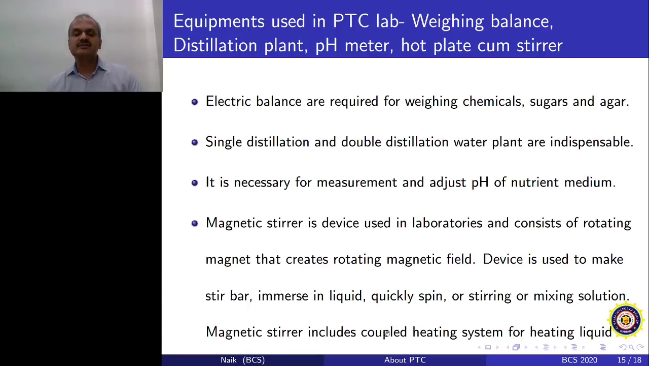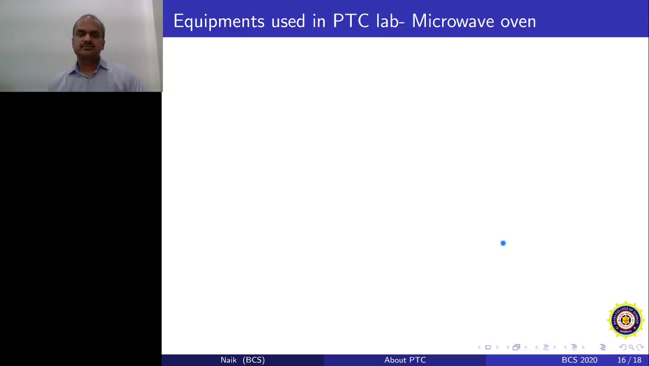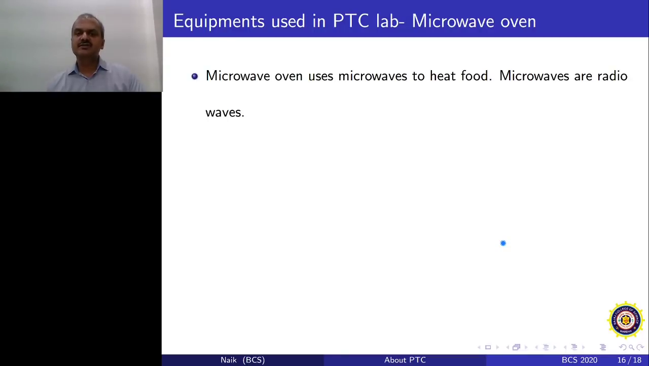They also have a heating system. If you want to heat some of the solutions a little bit, you can use the heating mantle which is available on the top portion of the magnetic stirrer. So that's about those minor equipment. Now there is another important equipment, the microwave oven. Why are we using this microwave oven? In older days people used to boil the media by using a water bath.